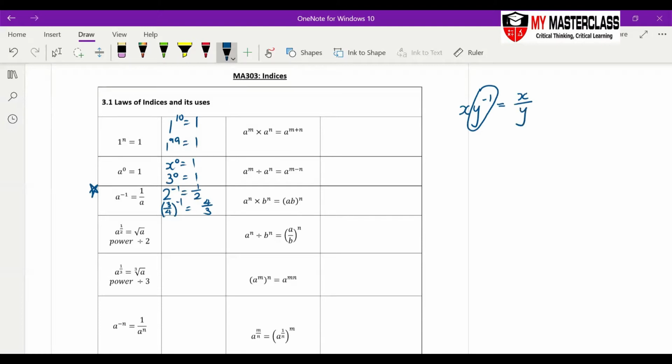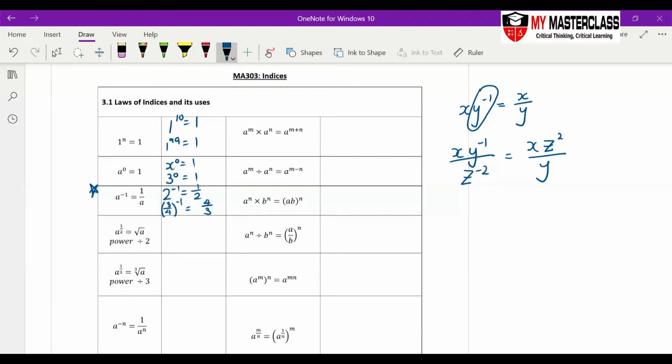Okay? Now, if let's say you have x and then y to the power of -1 over z to the power of -2, this will just mean that the y will go to the denominator and the z will go to the numerator. Okay, so negative power means goes from numerator to denominator and vice versa.